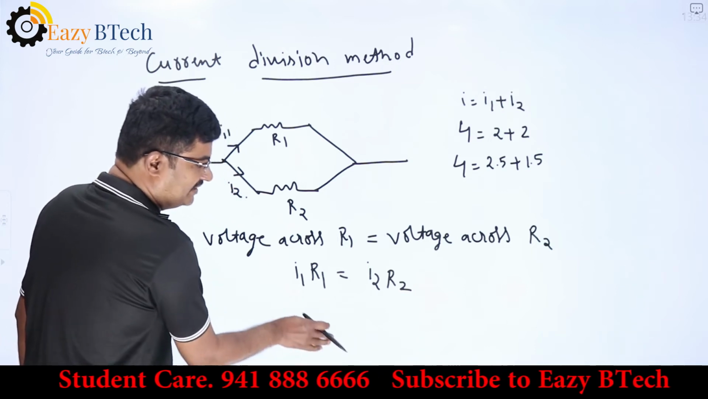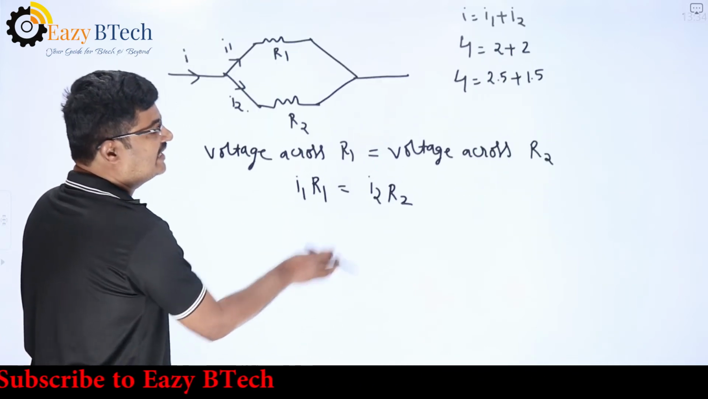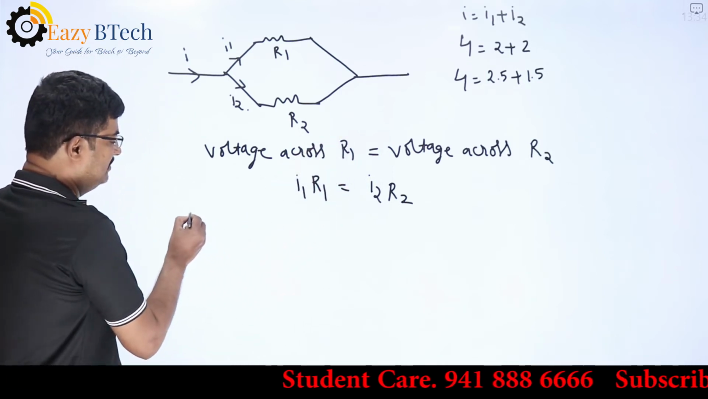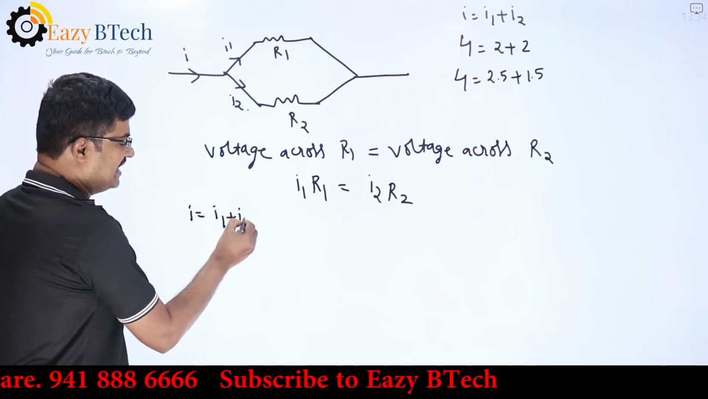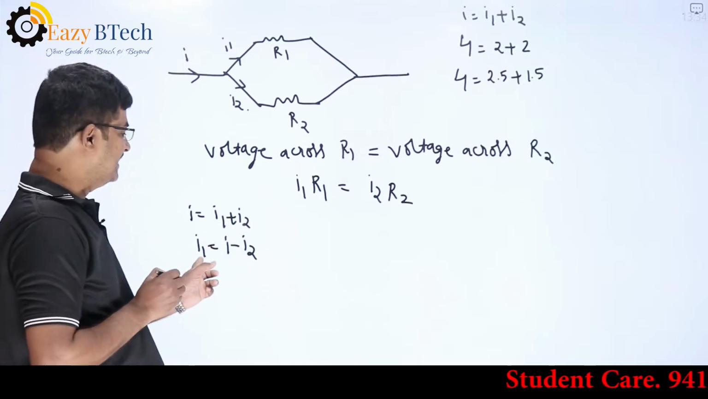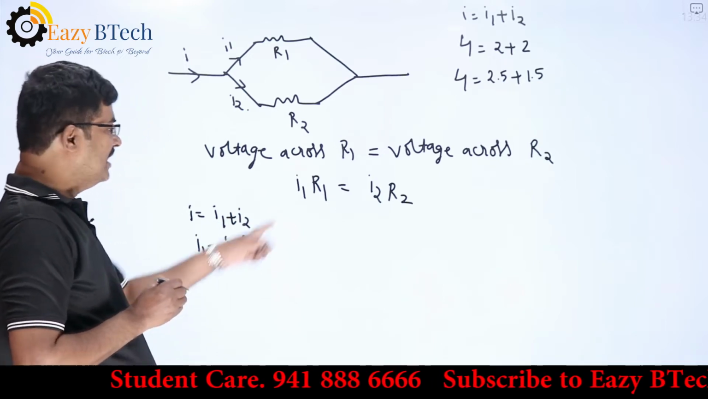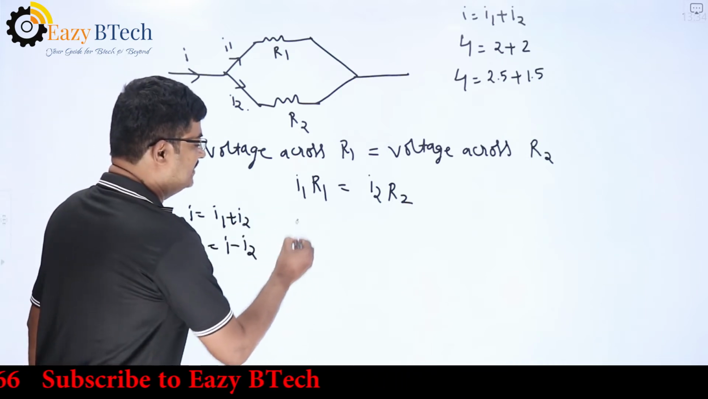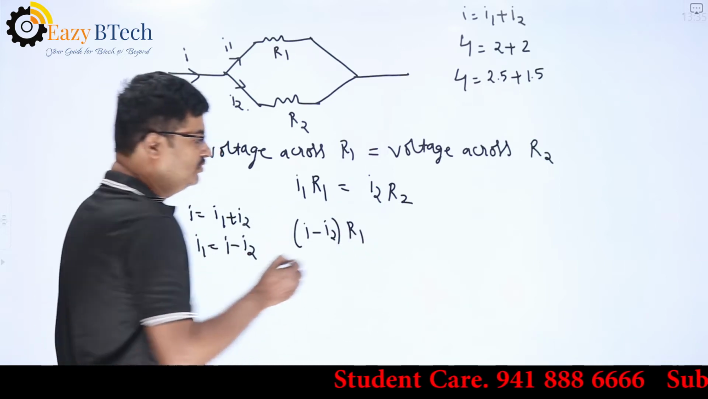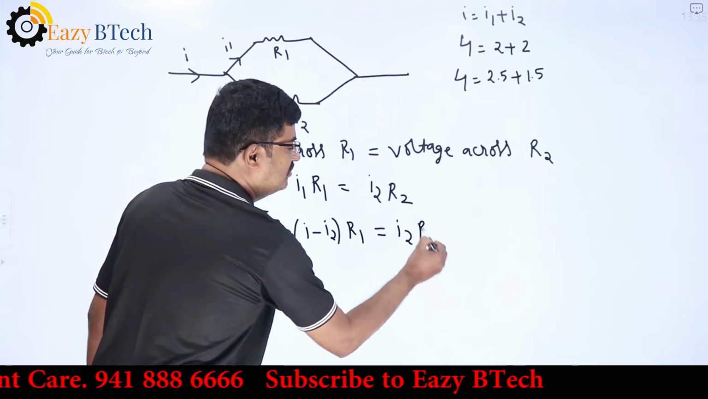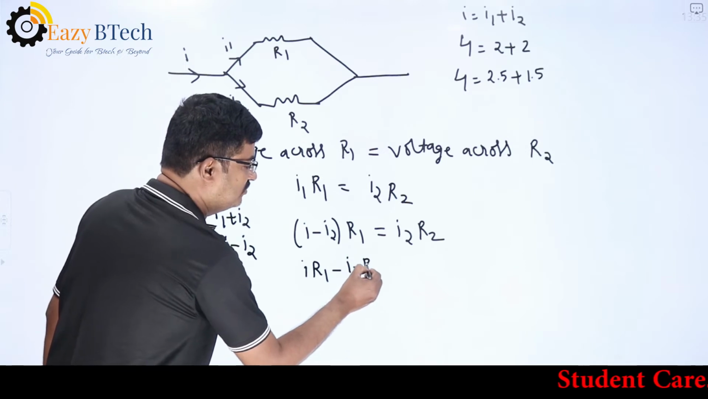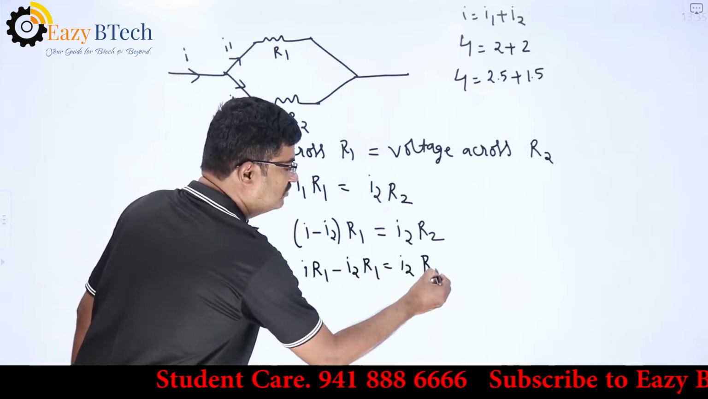Now what is happening here? Already we have I is equal to I1 plus I2. From that equation, I can write I1 is equal to I minus I2. I am substituting in the place of I1. So here I minus I2 into R1 is equal to I2 into R2. If I simplify, I into R1 minus I2 into R1 is equal to I2 into R2.